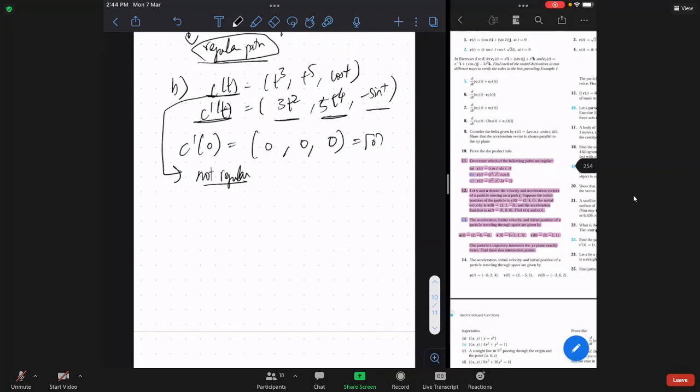Okay, question 12 and 13, pretty similar. I'm going to try question 13 and leave question 12 to you guys. Very, very similar concepts of velocity and acceleration.